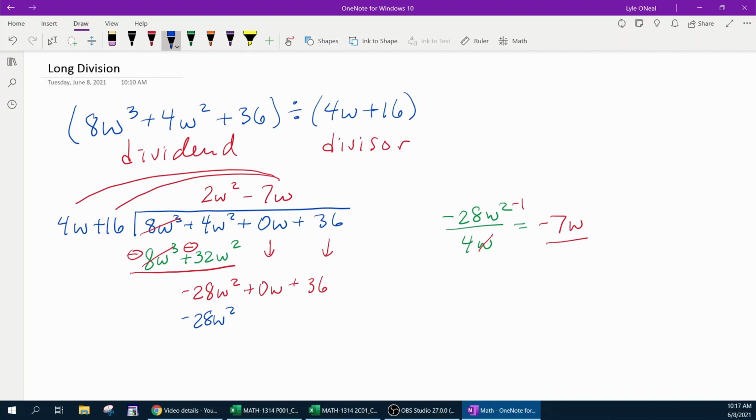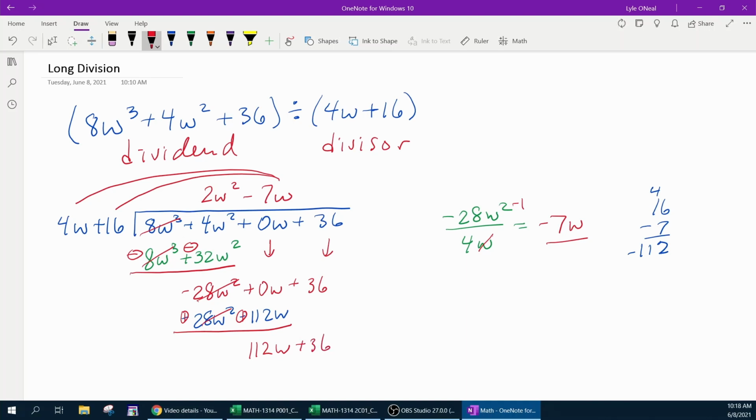Negative 7 times 16. I'm going to have to do manual labor on that one. 7 times 6 is 42, 7, 8, 9, 10, 11. That's going to be negative 112w. And that's it for the distributive property. So what's the next step? We're going to draw the line, change the sign, and then combine. 28w's cancel. That's going to give us a plus 112w. Going to bring down the plus 36.